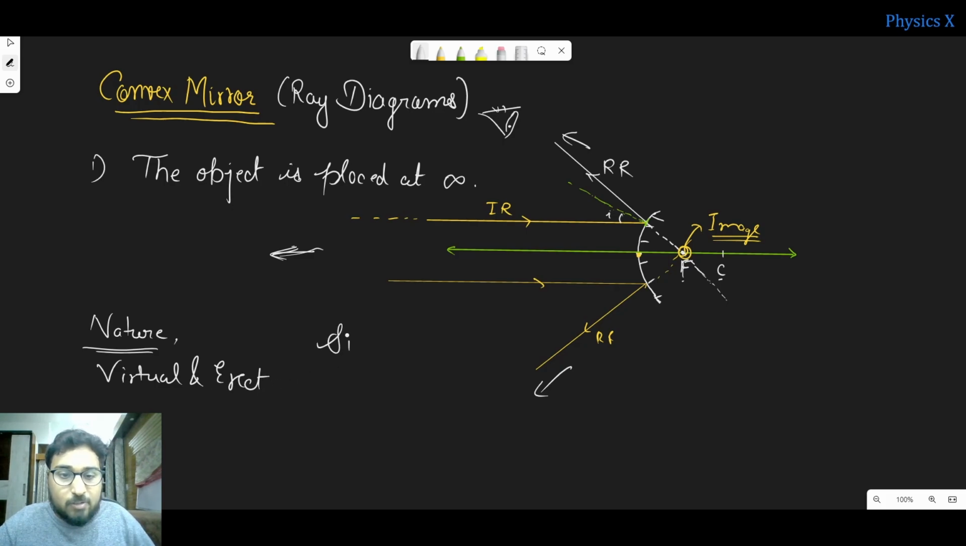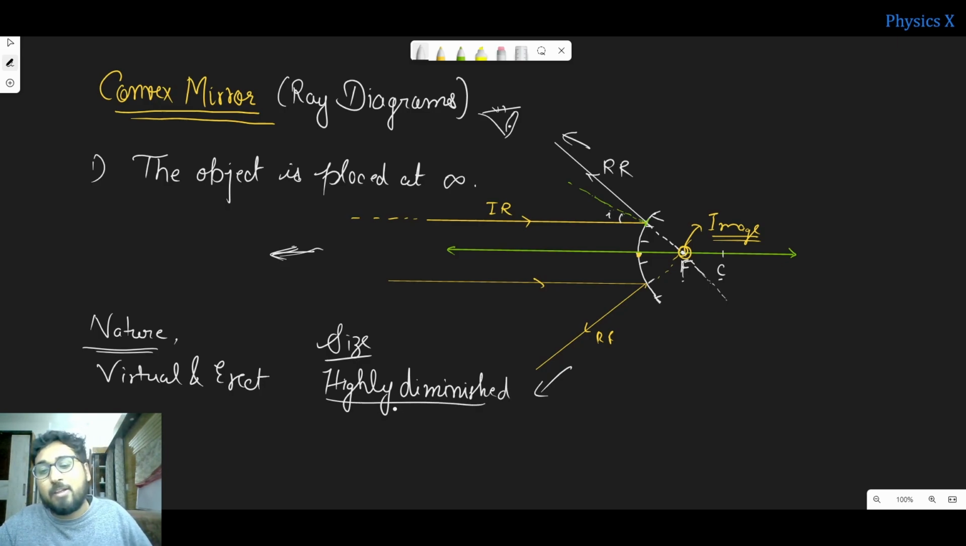And if I talk about the size, what is the size? It is highly diminished, because you can see the image is point sized. And if I talk about the position, where is the position? The position is at focus. It is at the focus point.